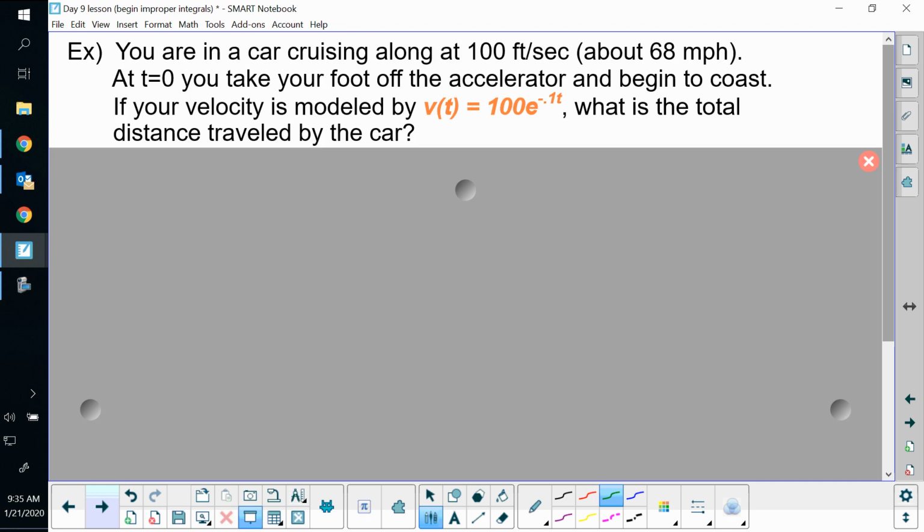So our first example, okay, if you're in a car, you're going along at 100 feet per second, and at time 0, you take your foot off the gas and you let it start to coast. We have a function representing our velocity. We want to find the total distance traveled by the car.